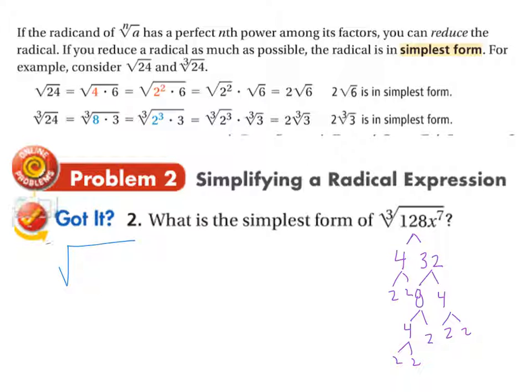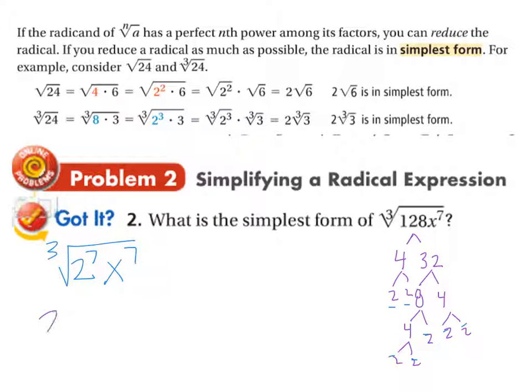So I'm doing the cubic root, and if I look at this, I have 1, 2, 3, 4, 5, 6, 7. I have 2 raised to the 7th power with x to the 7th. So this would be a little bit easier. Now I want to think, how many groups of 3 can I take out of 2 to the 7th? Well, 6 is a factor of 7, so I can take out 2 groups of 3.